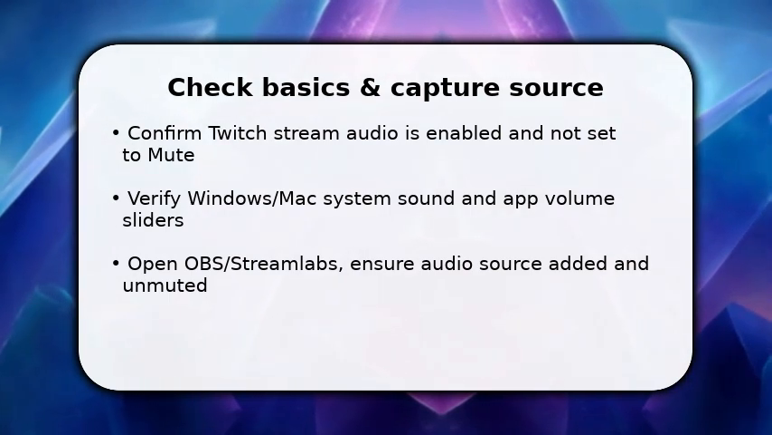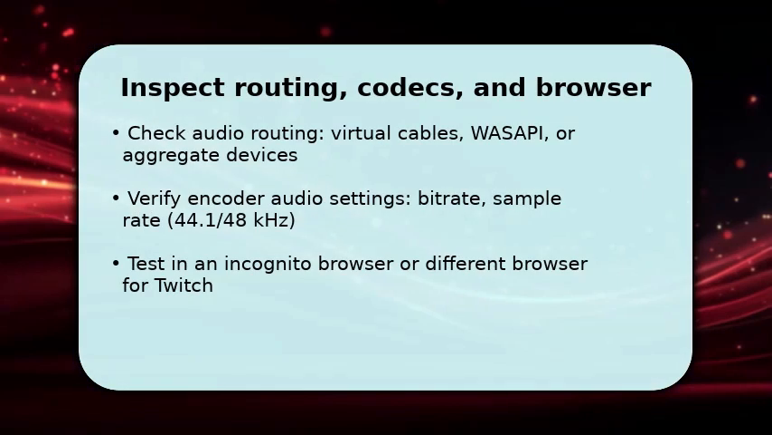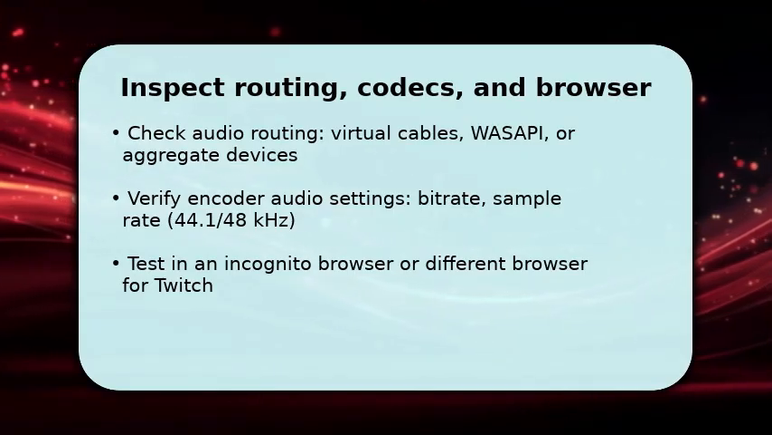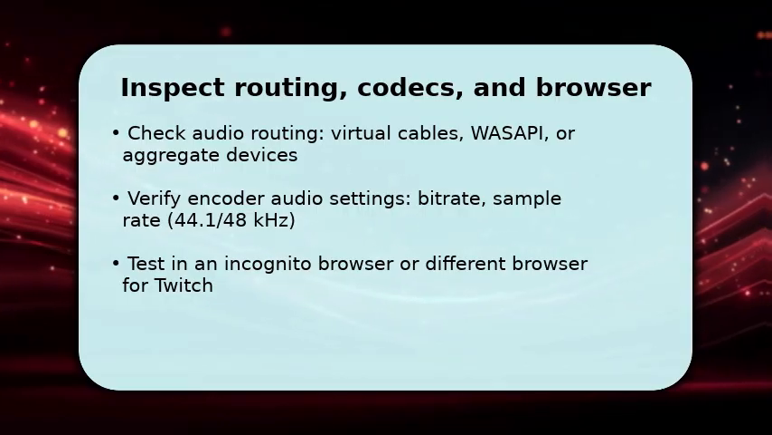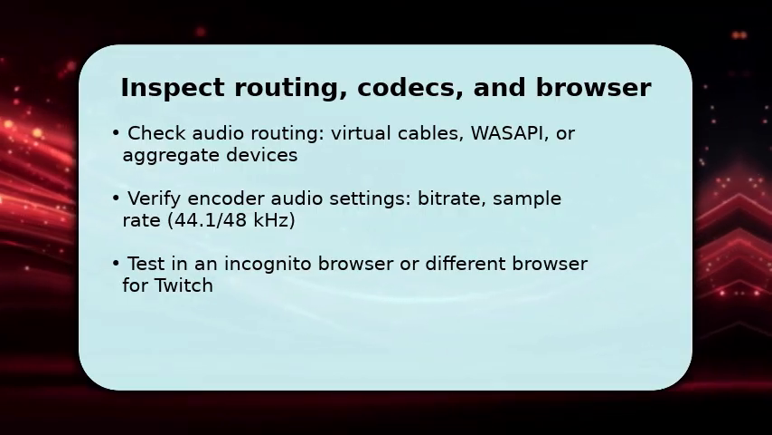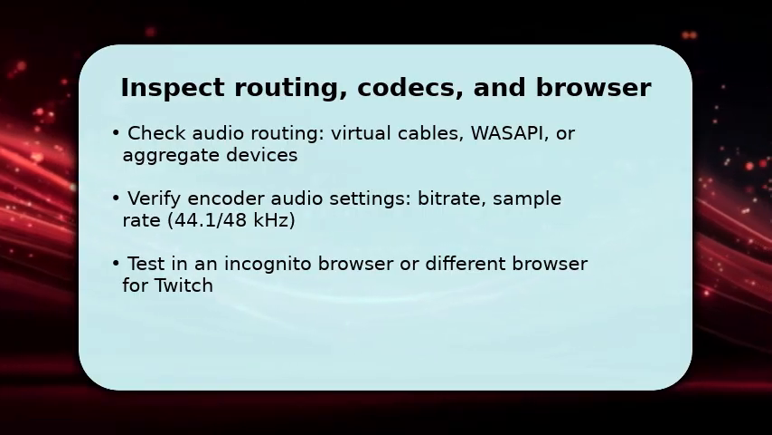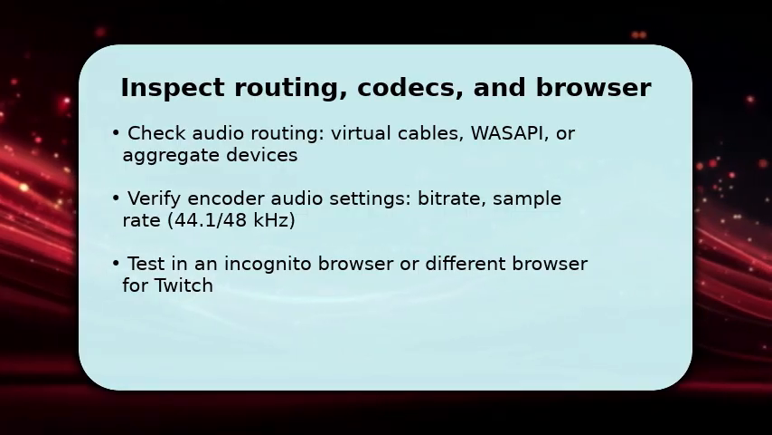Now dig into routing and encoding because mismatches often cause silent streams. You should confirm virtual cables or aggregate devices route the right output into OBS. Use WASAPI or kernel streaming consistently. Then check encoder settings. Audio bitrate and sample rate must match your system or Twitch ingest, 44.1 or 48 kHz. Mismatches can drop audio.